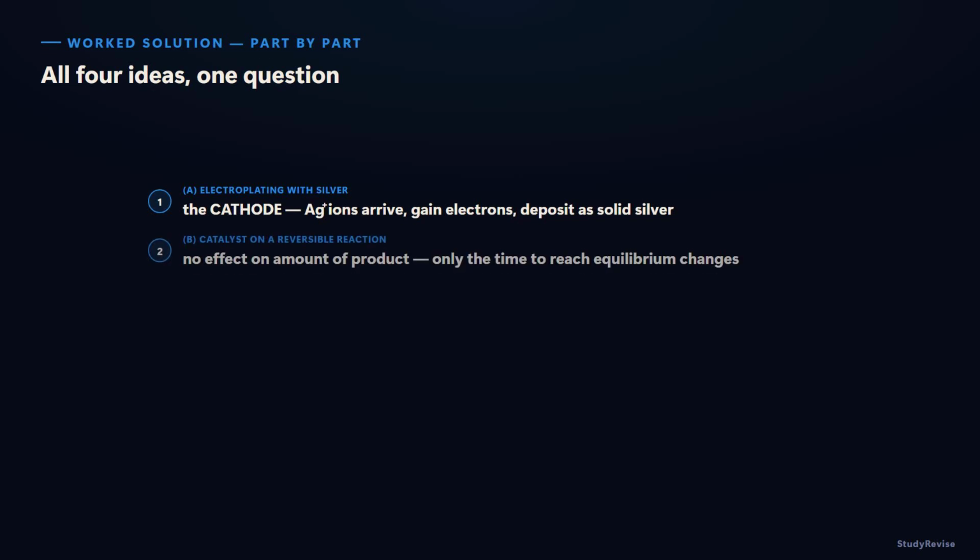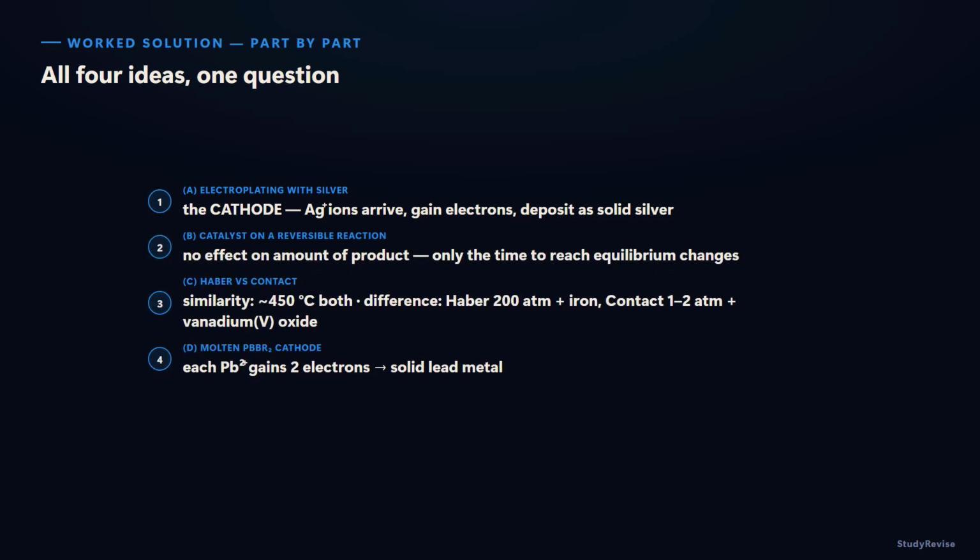Part A. The object is connected as the cathode, where the silver ions arrive, gain electrons, and are deposited as solid silver onto the surface. Part B. No effect on the amount of product. A catalyst speeds up the forward and reverse reactions equally, so the position of equilibrium doesn't move. Only the time taken to reach it changes.